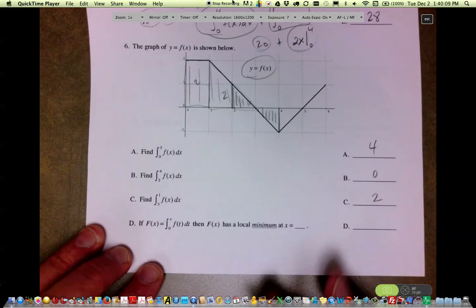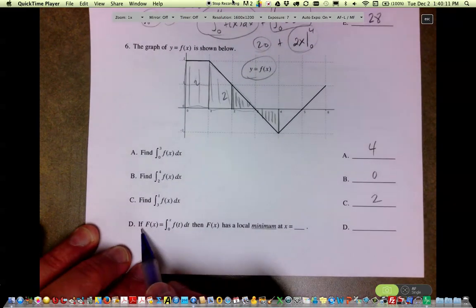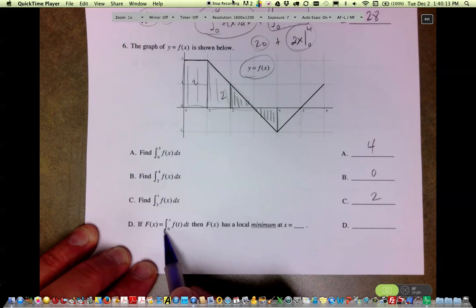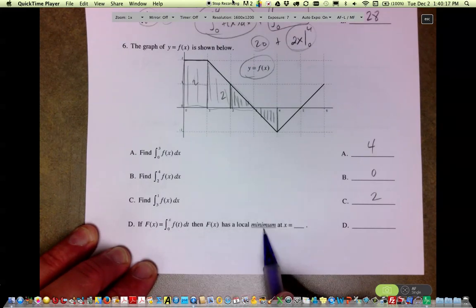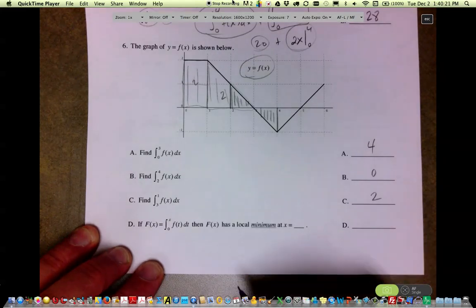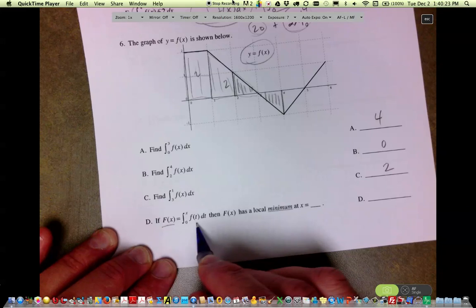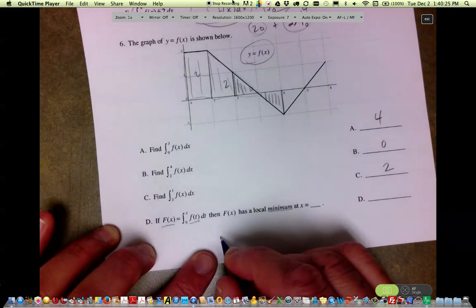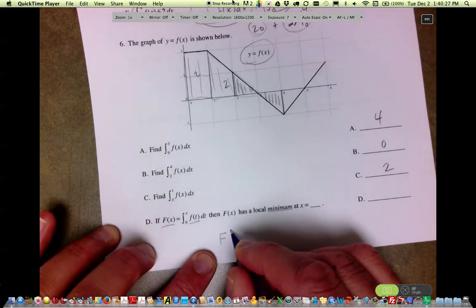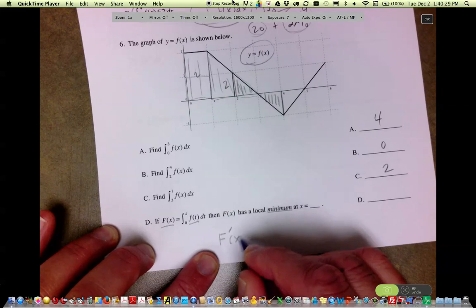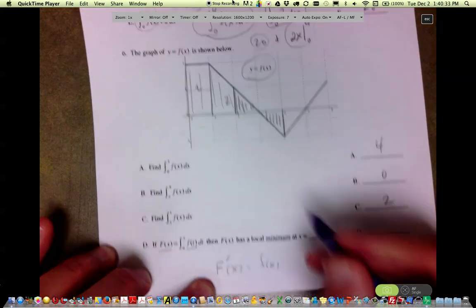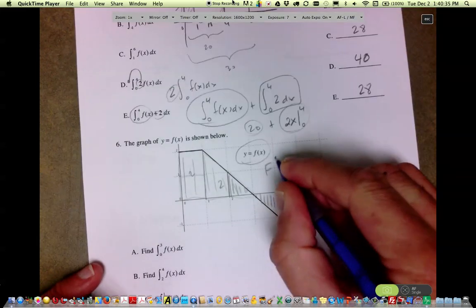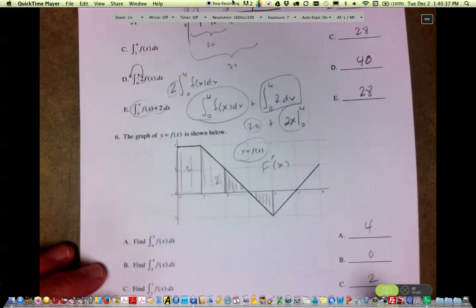Then this says if big F is the integral from 0 to x of little f, then big F has a local minimum at x equals what? Again, I think it's important that you understand the relationship between these two functions. The relationship between these is that F prime of x is little f of x. So you can think about this as the derivative of big F.